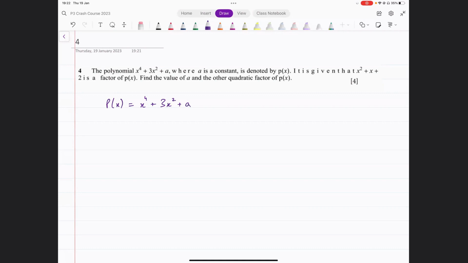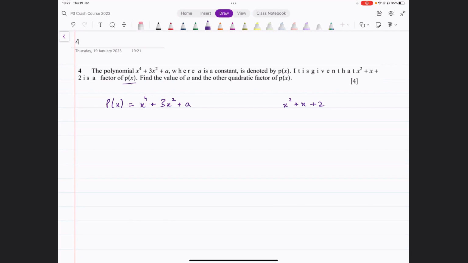This is the polynomial. It is given that x squared plus x plus 2 is a factor of p of x.